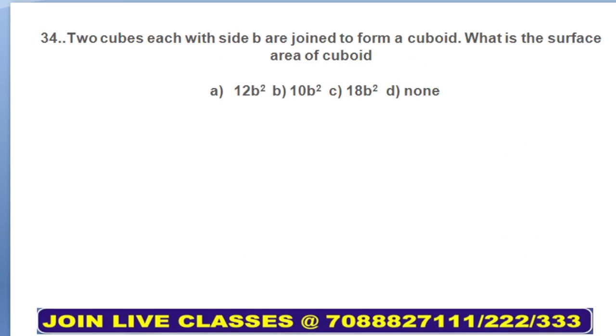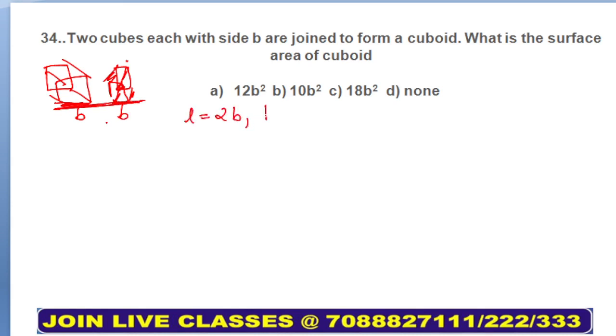Next question, number 34. Two cubes, each with side B, are joined to form a cuboid. Okay, so here is one cube. A cube aapke paas ye hai. Okay, this is one cube. This is another cube. ठीक है, इन दोनों क्यूब्स को आप ज्वाइन कर रहे हो. ये इसकी B है, ये भी B है. जब दोनों को ज्वाइन कर दोगे तो लेंथ कितनी बन जाएगी? 2B, ऑब्वियस है. एंड ब्रेथ तो B ही रहेगी.